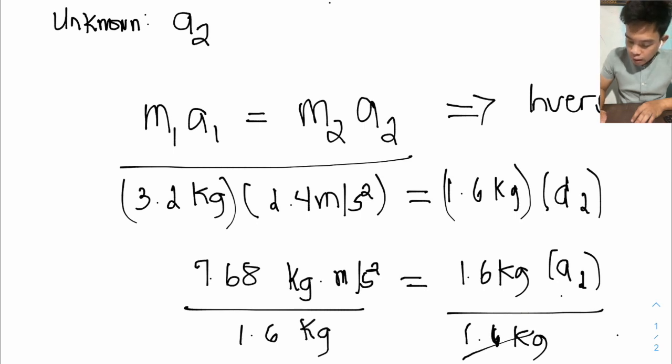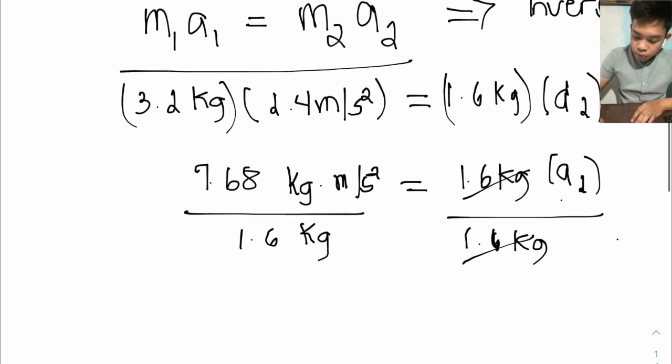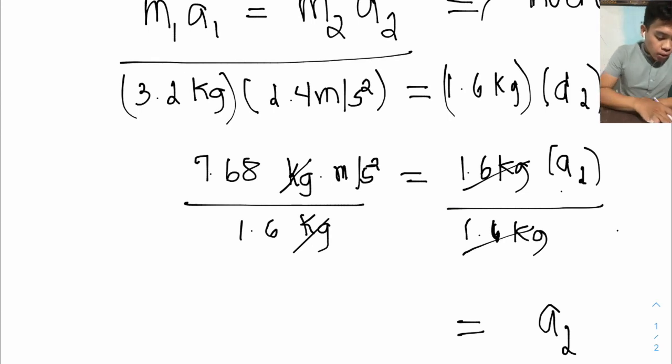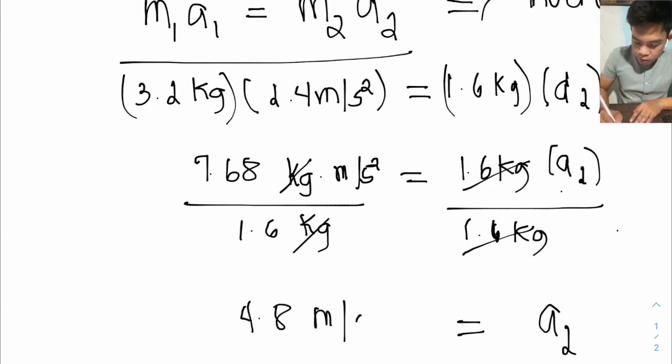Right? So this is cancelled, this is cancelled, and our remaining value is A2. And thereafter, kilogram is cancelled, kilogram is cancelled, recalling the concept of conversion factor or dimensional analysis. We need to cancel the units that appear on the top and bottom of our equation. So 7.68 divided by 1.6, the answer is 4.8 meters per second squared.